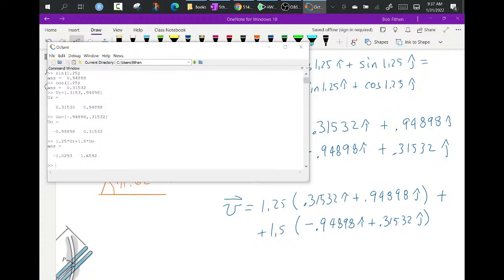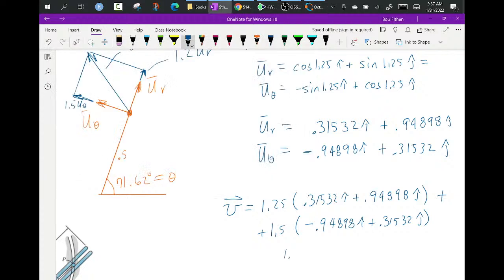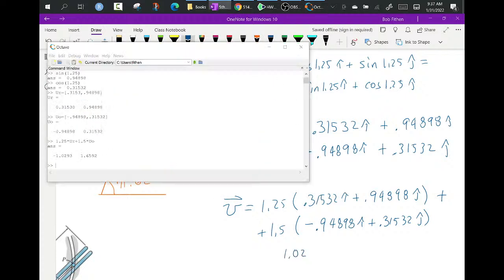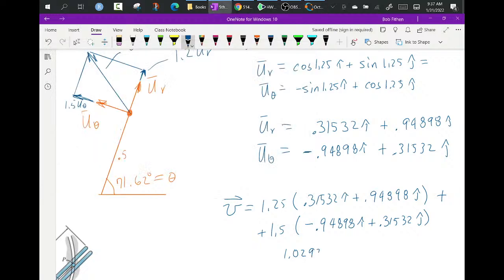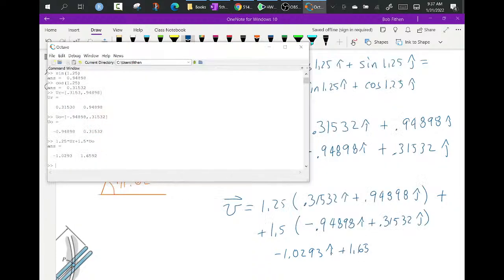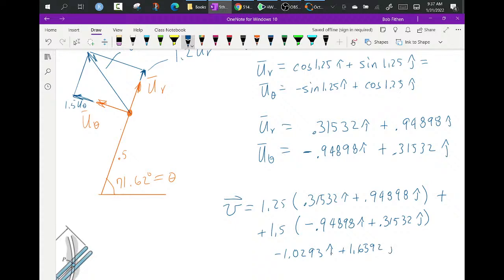Now let's look at 1.02, 93 minus I plus 1.6592 J. And does it look similar? Well, yeah, it's going up and it's coming back to the left. So it looks okay.